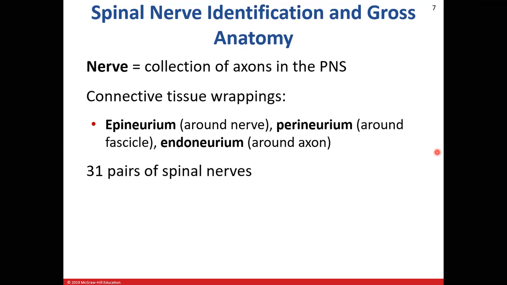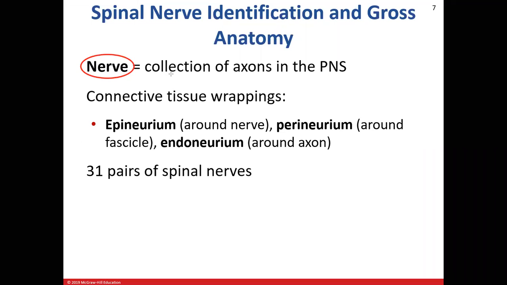As we continue to look at the anatomy of the spinal cord, one of the things we have to look at is the anatomy of a spinal nerve. Now remember, we identified this before. A nerve is a collection of axons in the PNS, okay? And so that is one of those definitions that, again, we have talked about numerous times.